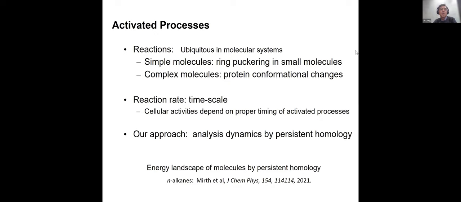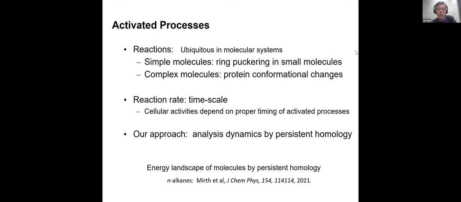This is really one of the important problems that we're interested in, activated processes. These are essentially reactions happening in all sorts of molecular systems, ranging from simple molecules, like ring puckerings in small molecules, to complicated molecules, like protein conformation changes. All these reactions have a time scale, characterized by reaction rates. This is really important because all the organisms in the cellular activities depend on proper timings of these activated processes. So the approach we adopt is to analyze the dynamics of these reactions using persistent homology.